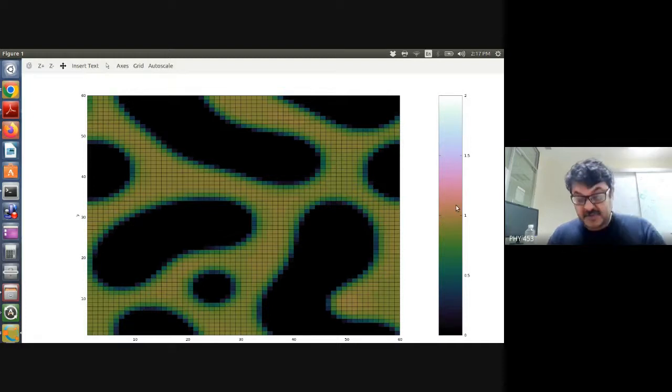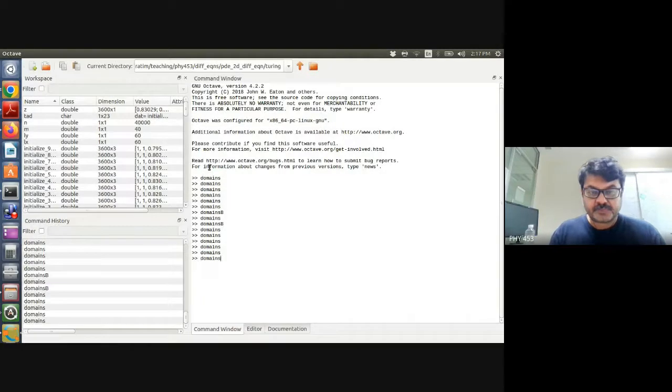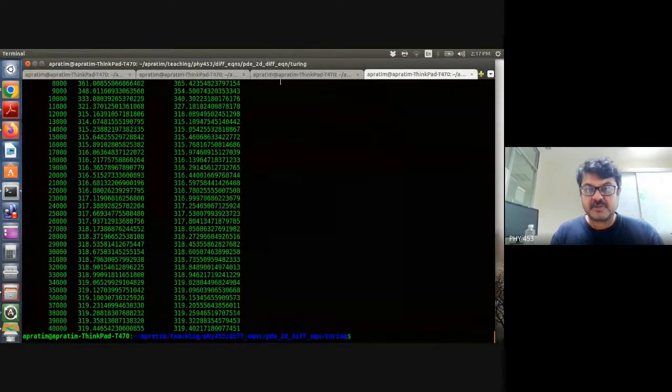Sorry, of the color axis. So some points have this value, some number close to 1, others have black. And you see there's this huge lobe here, this huge lobe here, this huge lobe here. What does domains B do? Did I change the value of domains B also?